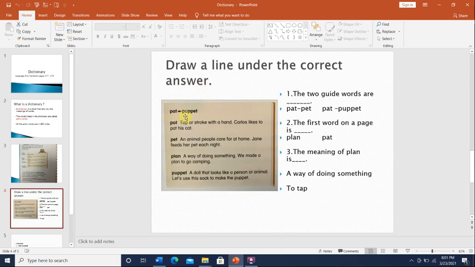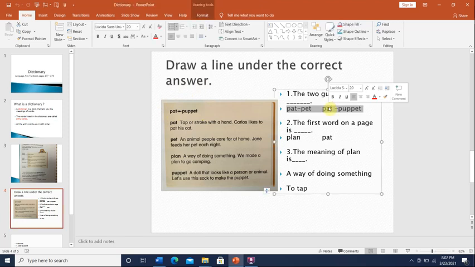Where can I find the guide words? At the top of the page. So we will underline pat and puppet. They are the two guide words. The two guide words are found at the top of the page, and they show us what the first word and the last word are. How do you know them? You'll find them at the top of the page, and it shows you which word is the first and which one is the last. The first word on a page is plan or pat?